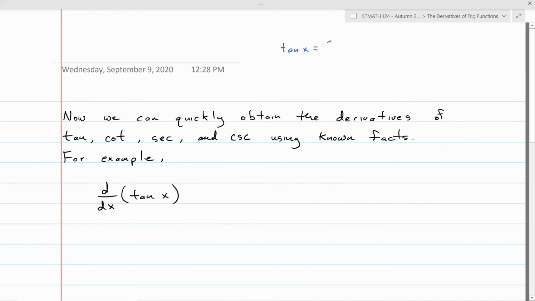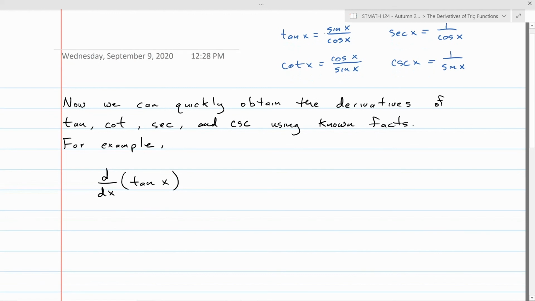Tangent is sine over cosine. So if I want to differentiate the tangent function, I can just differentiate sine over cosine and use the quotient rule. Similarly, cotangent of x is cosine of x over sine of x. So again, to get the derivative of cotangent, I could use the quotient rule and what I know about sine and cosine. Secant is 1 over cosine. Again, you can use the quotient rule. And cosecant is 1 over sine. So again, we can use the quotient rule and what we know about sine and cosine to get all of the other ones. So for example, what is the derivative of tangent?